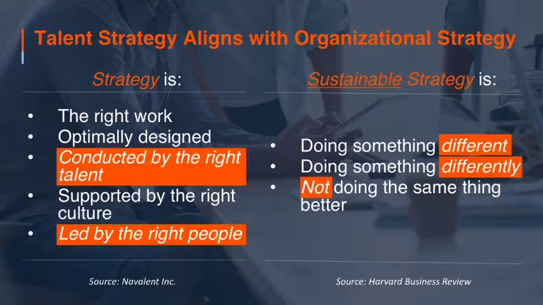One of my favorite definitions of strategy, however, in sustainable strategy, is doing something different or doing something differently. Sustainable strategy is not doing the same thing better than someone else. You cannot create long-term sustained competitive advantage by doing the same thing better than someone else. The way that you create long-term sustained competitive advantage is by doing something different or doing something differently.